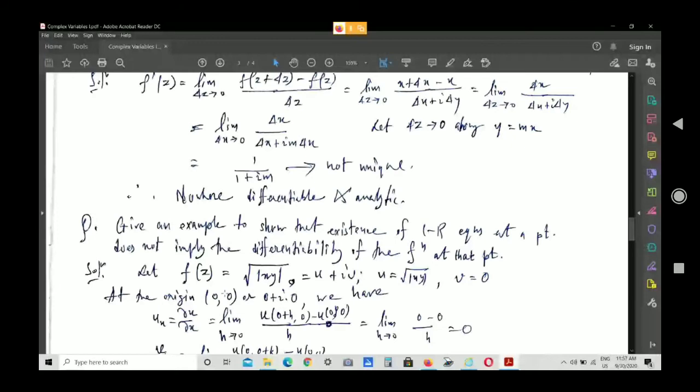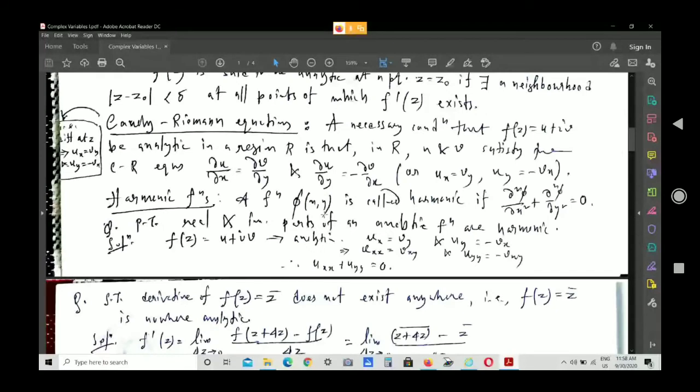Yeah, harmonic function definition is written here. Harmonic function: a function phi of x, y, it's a function of two variables. It's a real valued function. A real valued function is called harmonic if this equation is satisfied: del 2 phi by del x2 plus del 2 phi by del y2. The second partial derivative of that function with respect to each of the variables, and their sum is equal to 0.